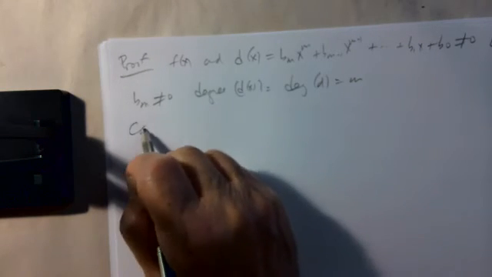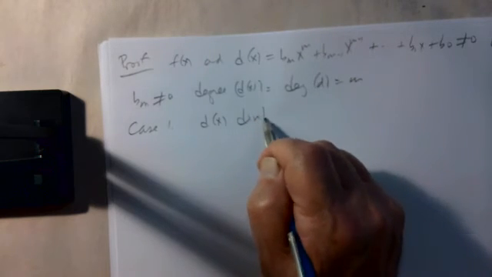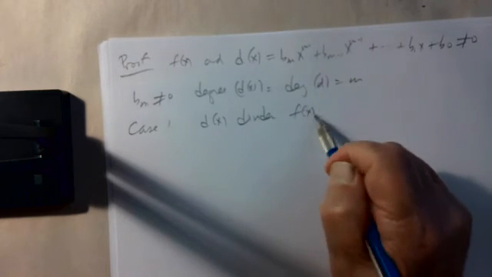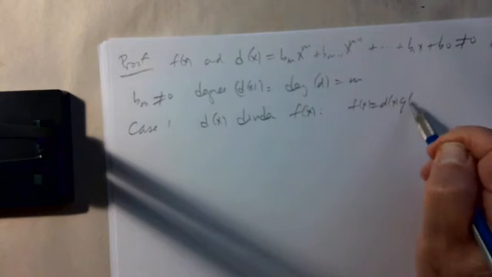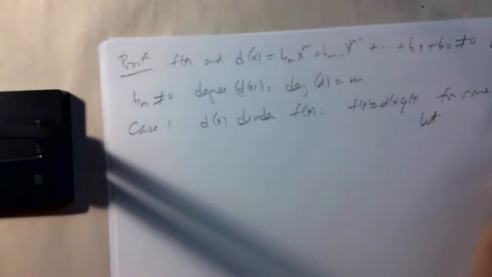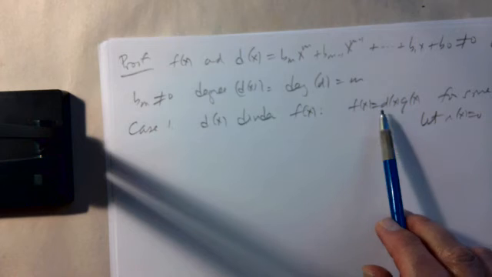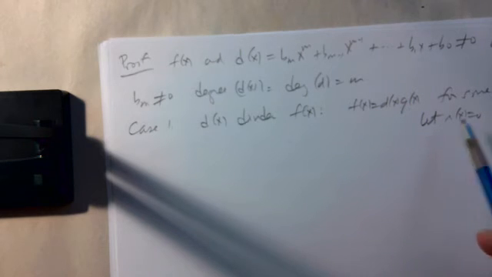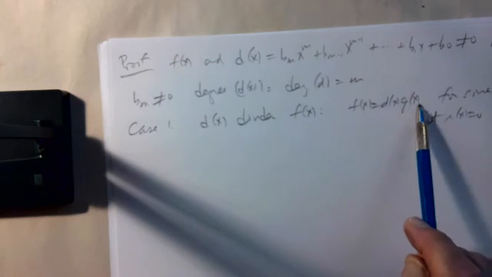So there are two cases. The first is very simple. Case one is d of x divides f of x. That just means that f of x is d of x times q of x for some q, and let r of x be 0. And we have f of x is dq plus r, where r is 0. So in that case, at least for the existence, not the uniqueness, of the quotient and the remainder, we're done.